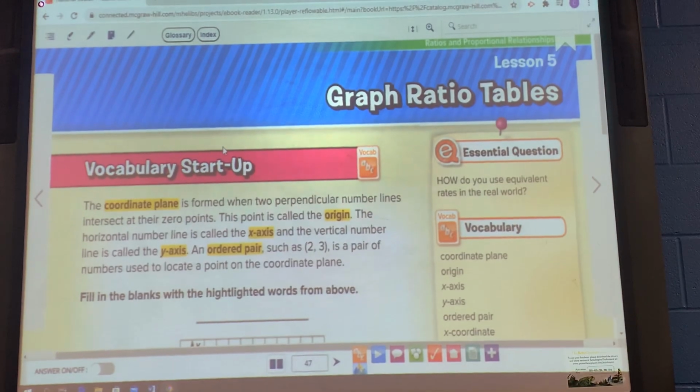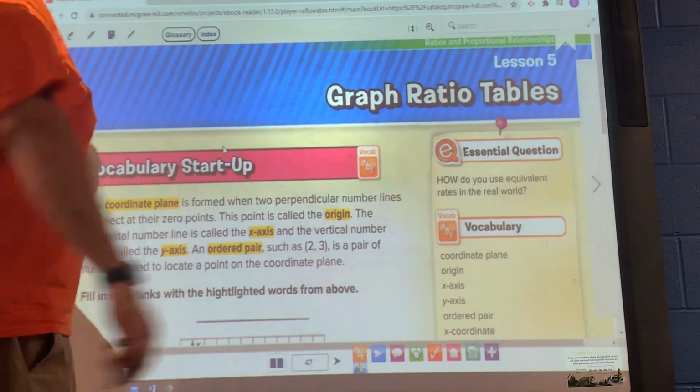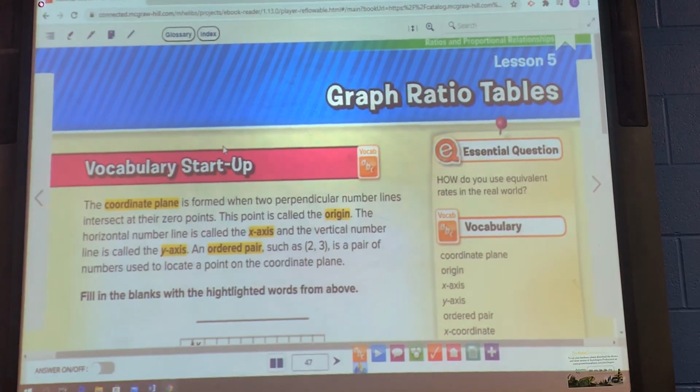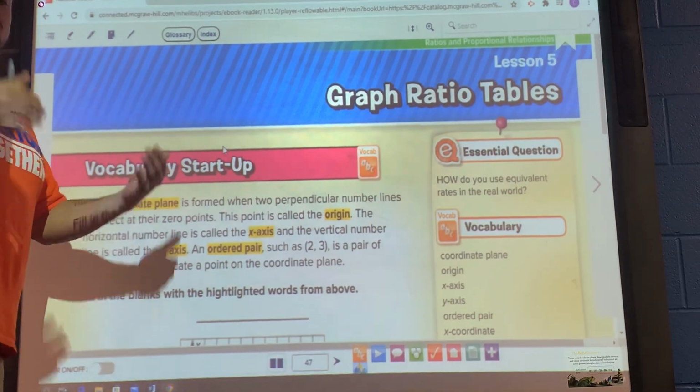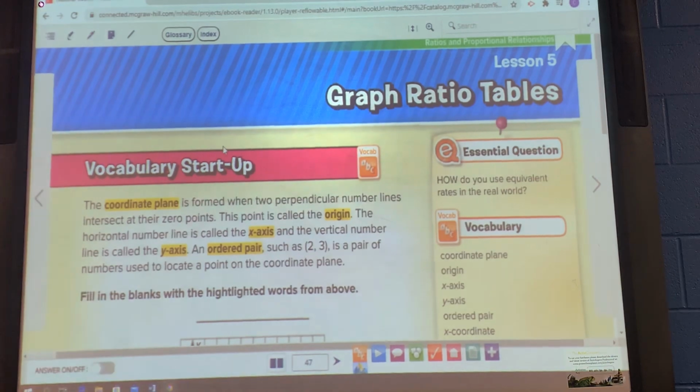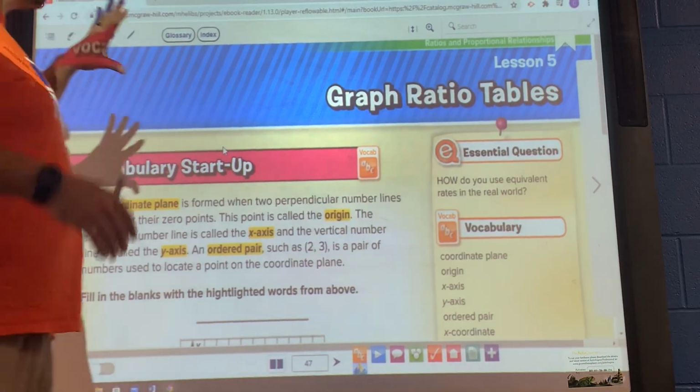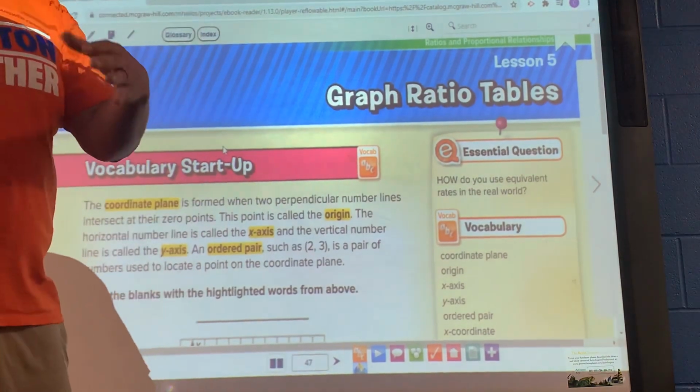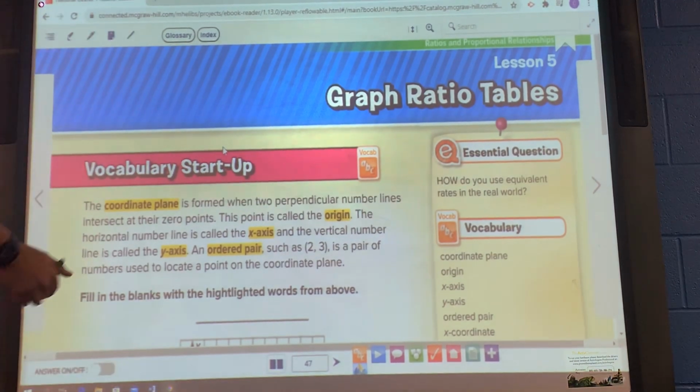All right, so today we're moving into graphing ratio tables. So the other day we talked about ratio tables themselves and how to solve them and fill them out and how they work. So remember, we always multiply and divide and all that. Well, with graphing them, you start with filling out the ratio table and then you go to graph.